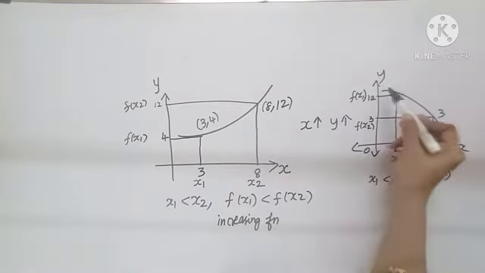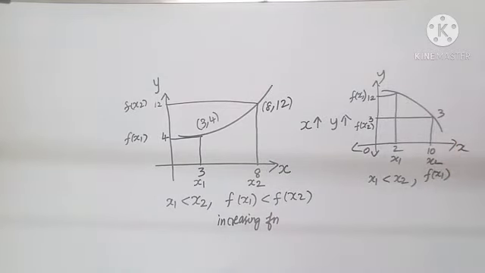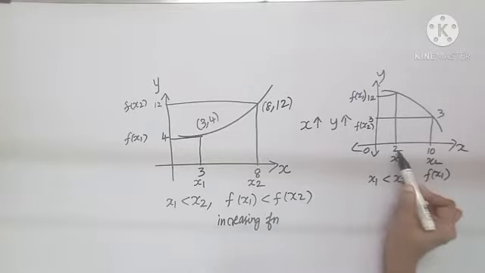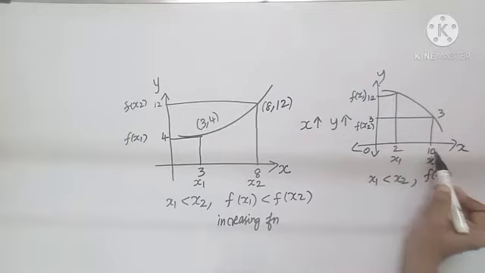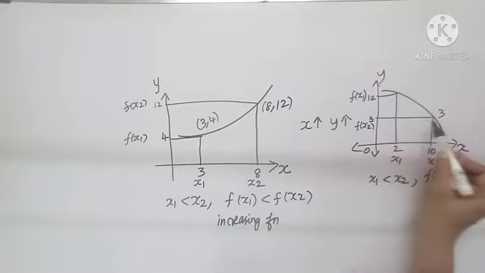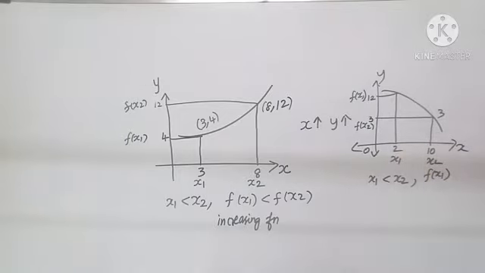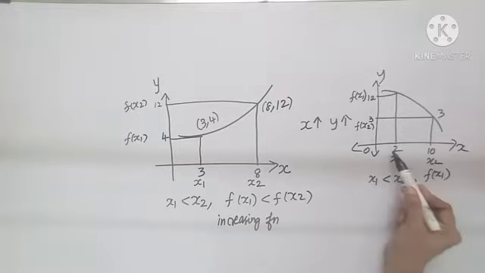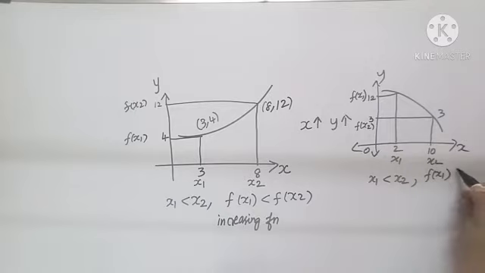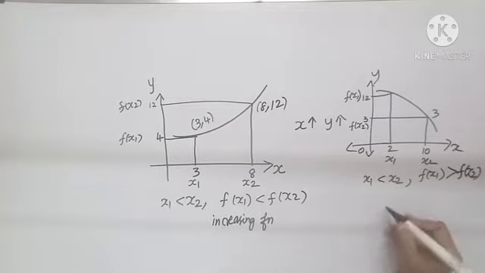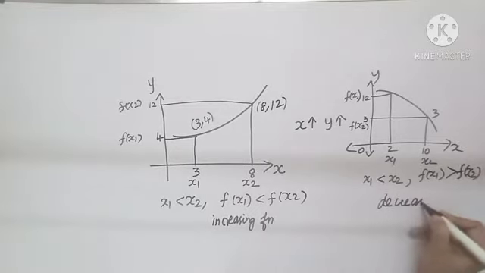Consider a curve like this. x1 value is 2, f of x1 is 12. When x2 value is 10, f of x2 is 3. So what do I see? x1 is below x2 but f of x1 is greater than f of x2. So these patterns we call a decreasing curve.